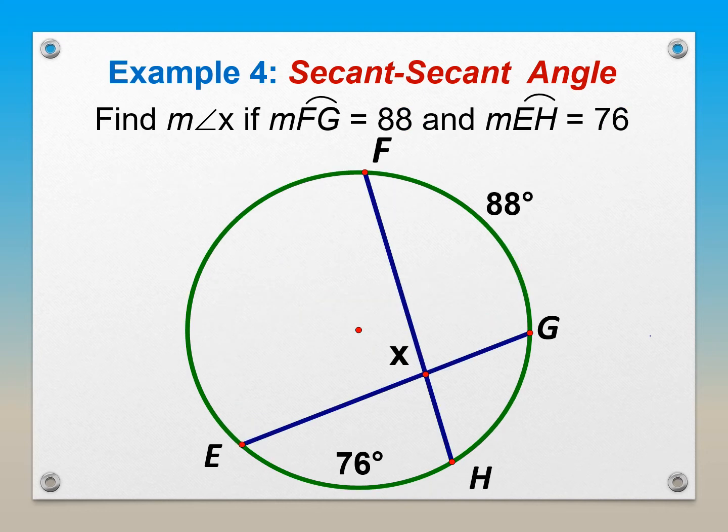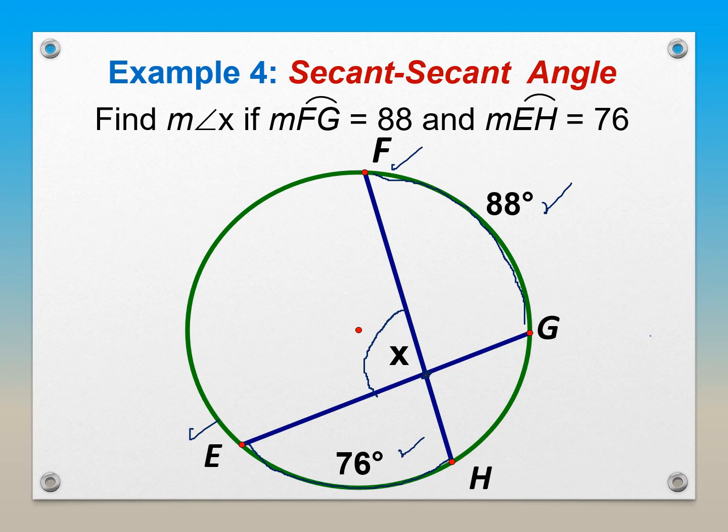Let's have another example here to apply theorem number 2. So here, two secants intersect inside the circle. We have secant FH and secant EG, and they intersect here in the circle. We have to look for the measure of angle X. Given are arc FG, which is 88 degrees, and the measure of arc EH, which is 76 degrees.